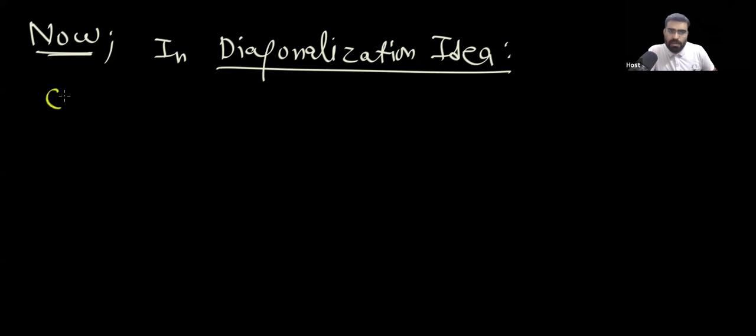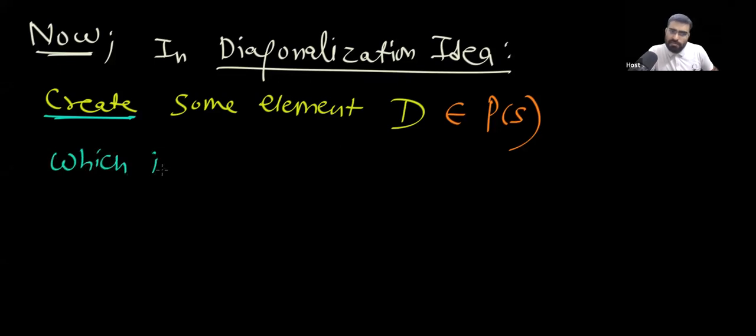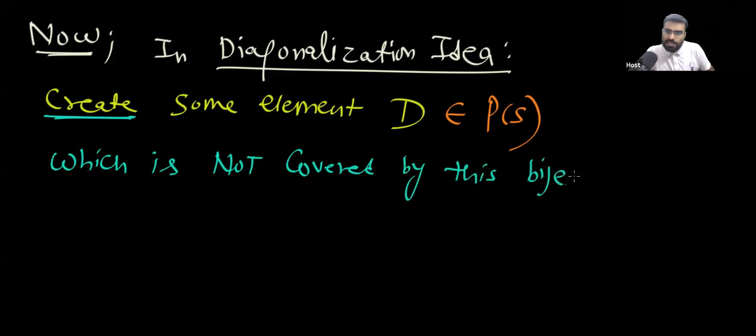Very good. Okay, so create some element, let's call it D, which has no preimage. Create some element D in the power set of S which is not covered by this bijection. Yes or no? This bijection is not covering it.